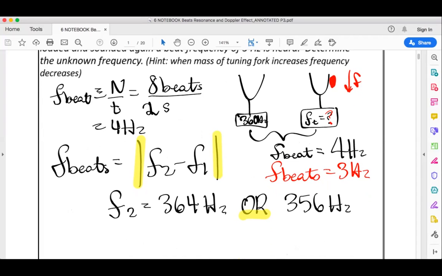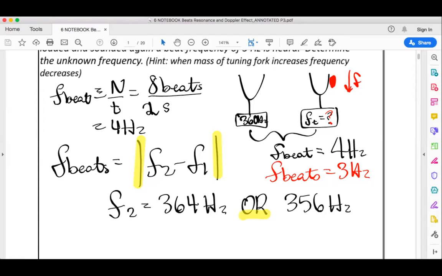Then when we add mass to this one, so when the frequency goes down, we know that the beat frequency changes to 3 hertz. So just with the first piece of information, do we have enough to solve? So if the first frequency is 360, the second frequency without the mass must be 364 or 356. So we add or subtract 4. So we don't know which frequency is higher, but we know it's 4 units away from 360.